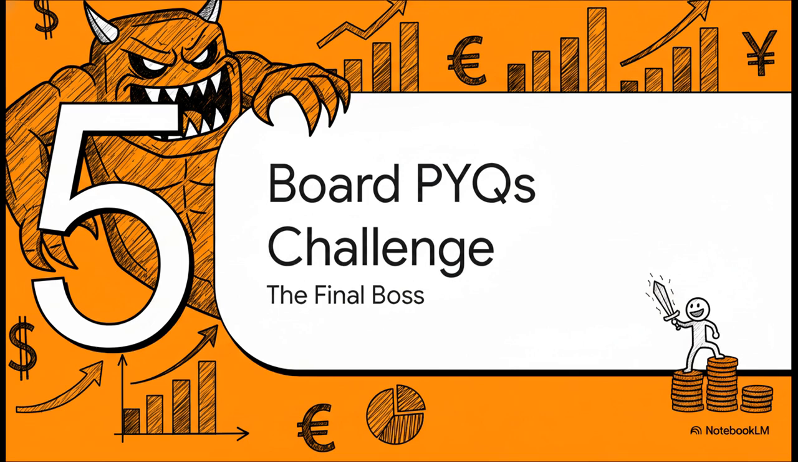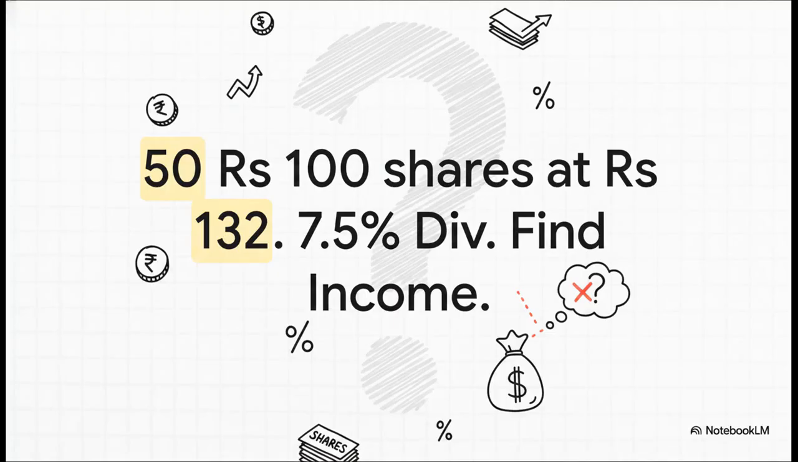Welcome to Section 5, the MasterClass Challenge, tackling board PYQs. This is the final boss. Read this actual board question carefully with me. Salman buys 50 shares of face value RS100, available at RS132. The dividend is 7.5%. Find his annual income.